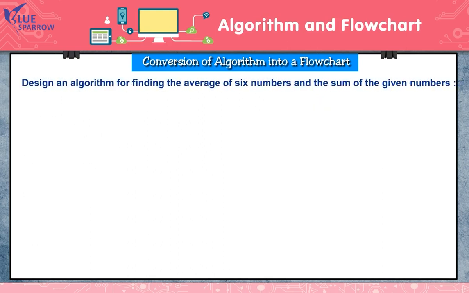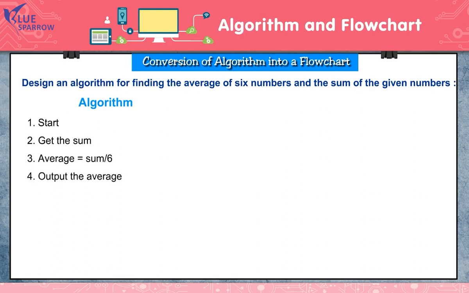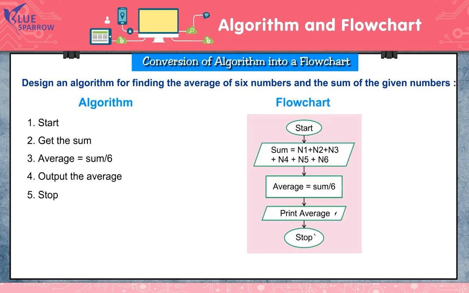Stop. Design an algorithm for finding the average of 6 numbers and the sum of the given numbers. Algorithm. Start. Get the sum. Average equals sum divided by 6. Output the average. Stop. Flowchart. Start. Sum equals N1 plus N2 plus N3 plus N4 plus N5 plus N6. Average is equal to sum divided by 6.